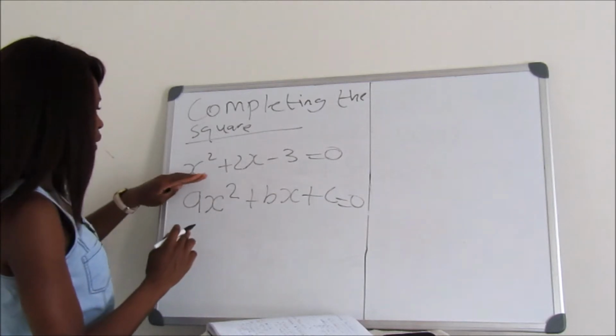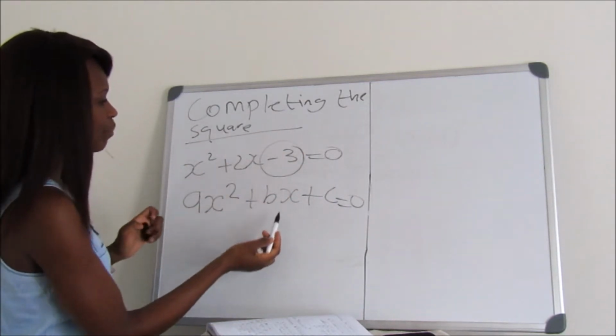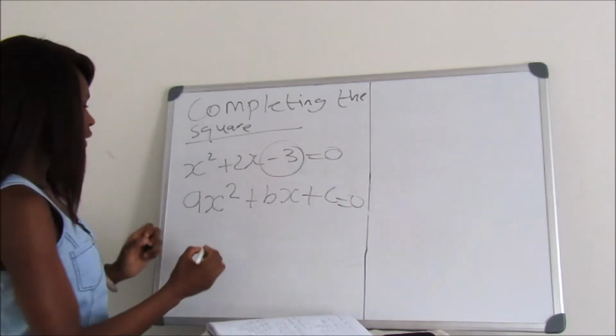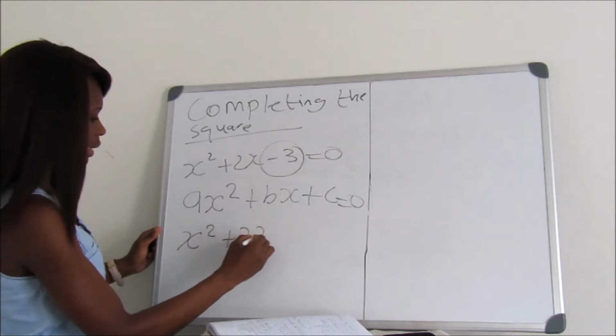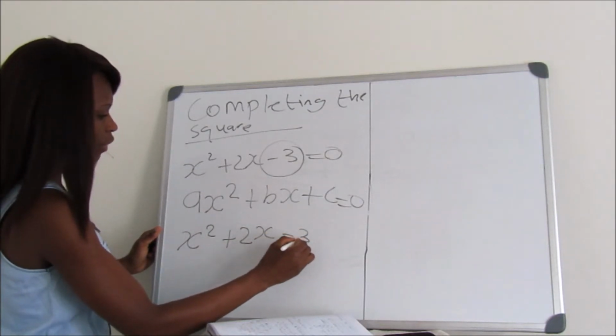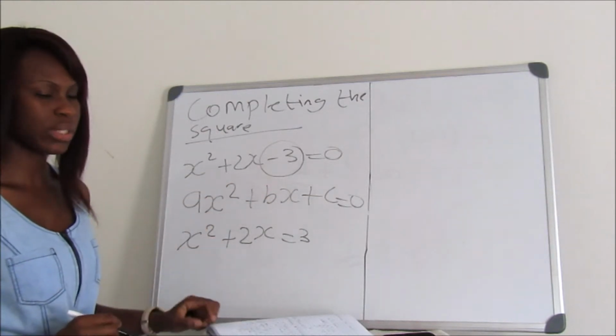Then the first step that you have to do is take the constant, which is negative 3, to the other side of the equal sign. So we will be left with the equation x squared plus 2x is equal to 3, which, when it goes to the other side of the equal sign, becomes positive.